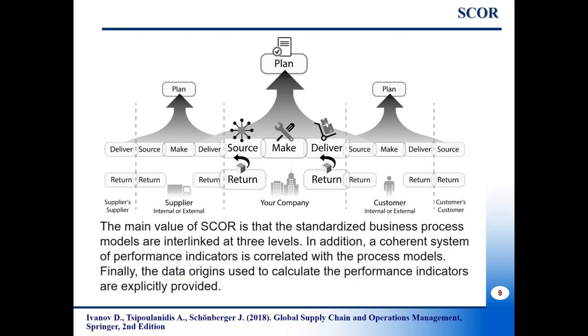Therefore, we can conclude that the main value of SCOR is its standardized business process models. Those models are interlinked at three levels, as I said before. In addition, a coherent system of performance indicators is correlated with the process models, and therefore the data origins used to calculate performance are explicitly provided.